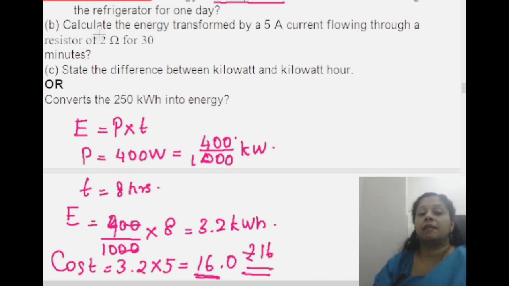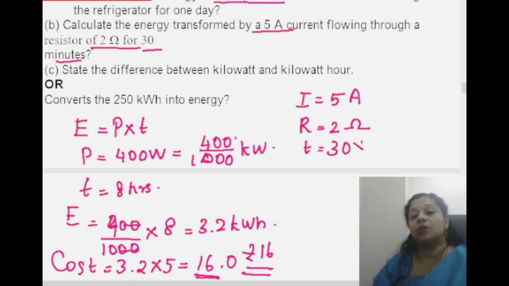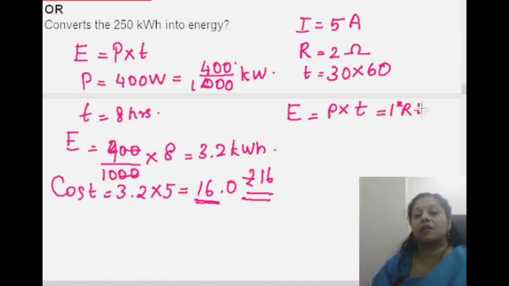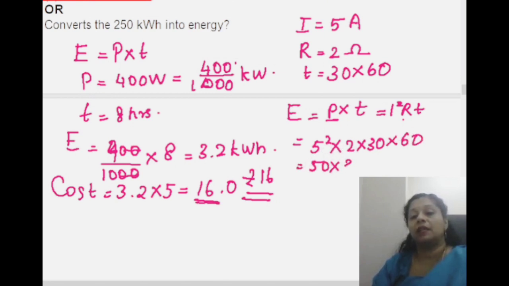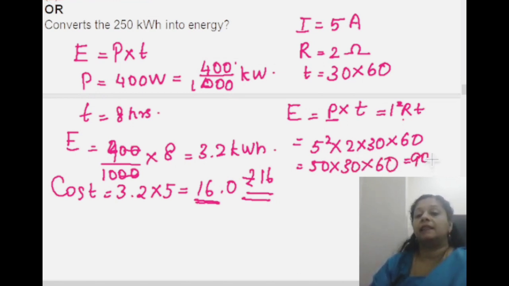Rupees 60. For the second part, calculate the energy transformed by a 5 ampere current, so I is equal to 5 ampere, flowing through a resistor of 2 ohm, R is equal to 2 ohm, for 30 minutes. Time is equal to 30 into 60, because minutes is given, so we convert it into seconds. Energy we have to find out again, E is equal to P into T. Use the formula I square RT, because P is equal to I square R, right? We know I, we know R, so P is equal to I square R, so I square RT is 5 square into 2 into 30 into 60. So 25 into 2, 50 into 30 into 60, that is 90,000 joule. So 90,000 joule can be written as 90 kilojoule. So this is the B part.